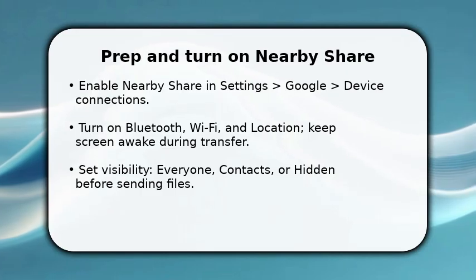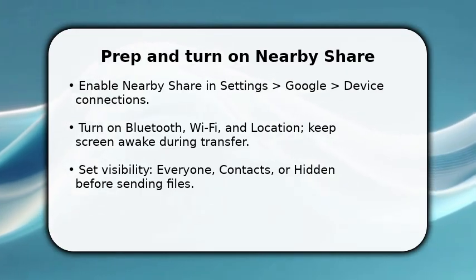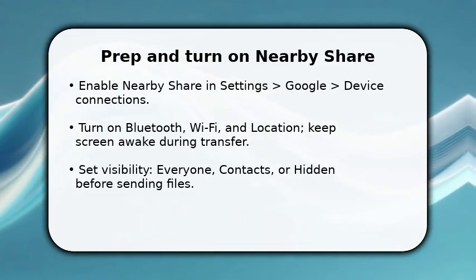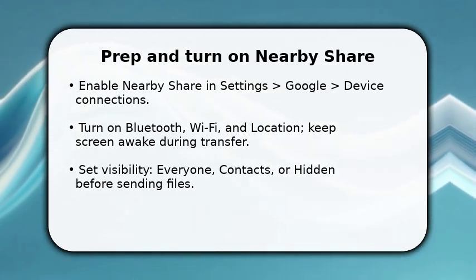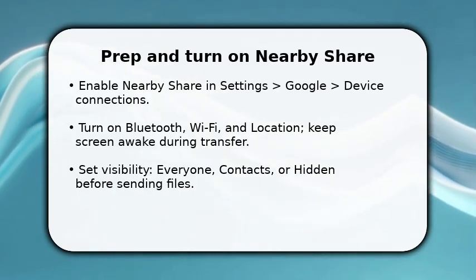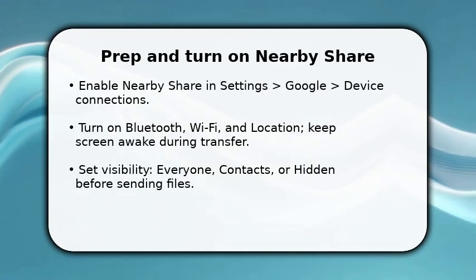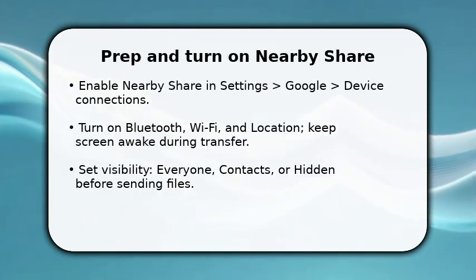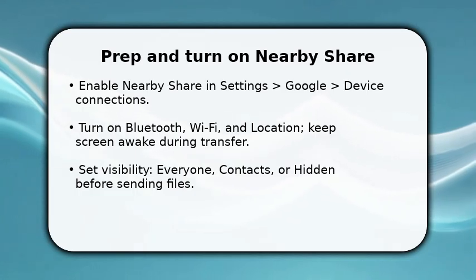Enjoy the video. You start by opening Settings and enabling Nearby Share under Google Device Connections. This makes your phone discoverable. Turn on Bluetooth, Wi-Fi, and location so the service can negotiate a direct link. Once done, keep your screen awake to avoid interruptions. Make sure visibility is appropriate. Choose Everyone for quick pairing or contacts to limit recipients. This first step gets the devices talking.